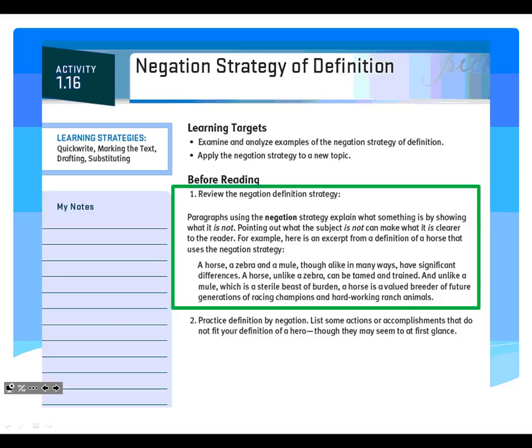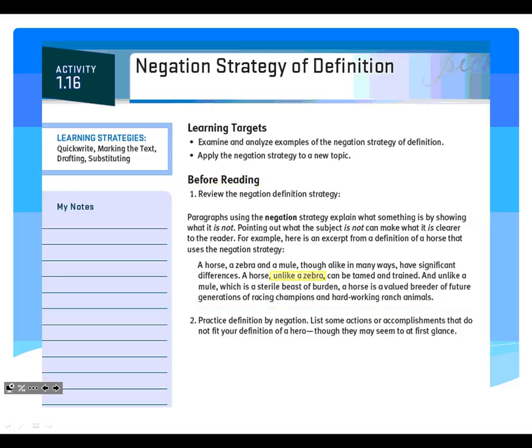Right. Which would be one of the negation strategies used to define a horse? What do you think, June? When it says unlike a zebra? Nice, unlike a zebra, so hopefully you went ahead and highlighted that. And a secondary one, Megan? Unlike a mule. Nice, unlike a mule.